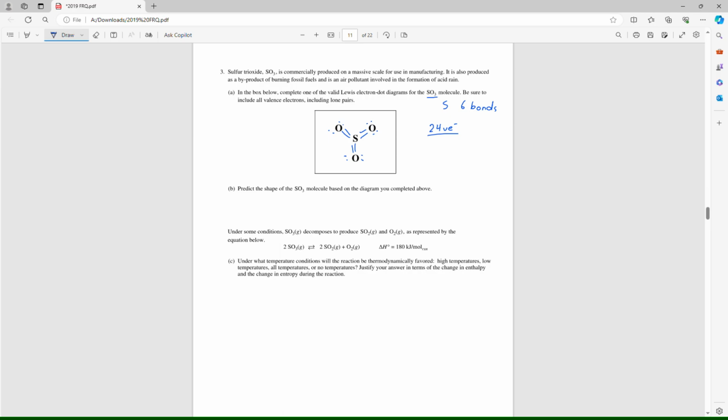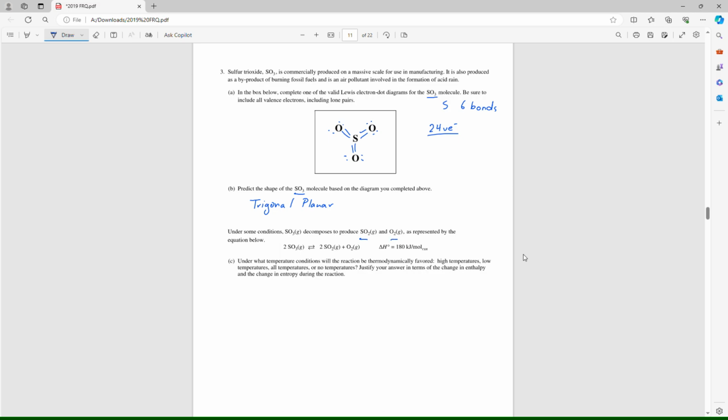All right, in B, predict the shape of the SO3. So there is not a lone pair on this SO3, so there's no electron repulsion. So it's going to be trigonal planar. If there was a lone pair, its shape would then be trigonal pyramidal. Its electron geometry would be tetrahedral if it had the lone pair, but its molecular geometry would be, again, trigonal pyramidal.